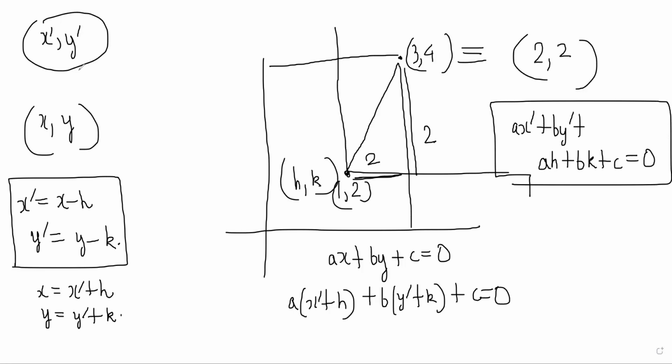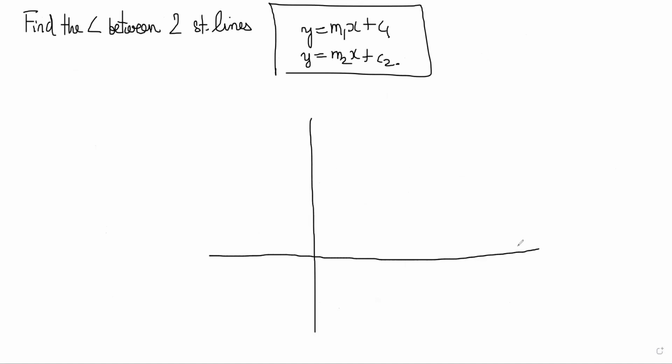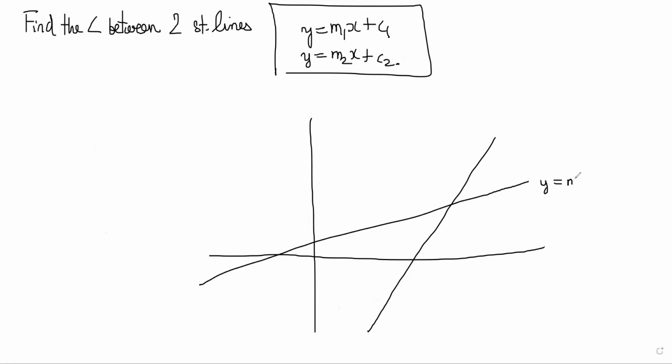Now the next thing to do is find the angle between two straight lines, where the equations of the lines are given. The equations of the lines are y is equal to m1x plus c1 and y is equal to m2x plus c2. So if we draw the figure here, let's say one line is like this, one line is like this. This is, let's say, y is equal to m1x plus c1. And this is y is equal to m2x plus c2.